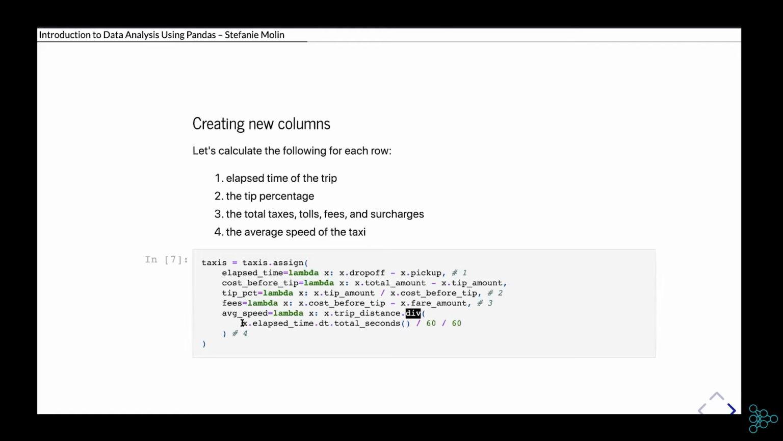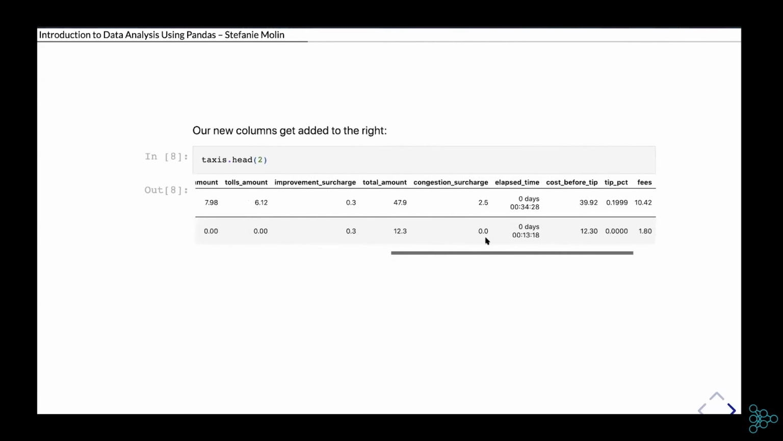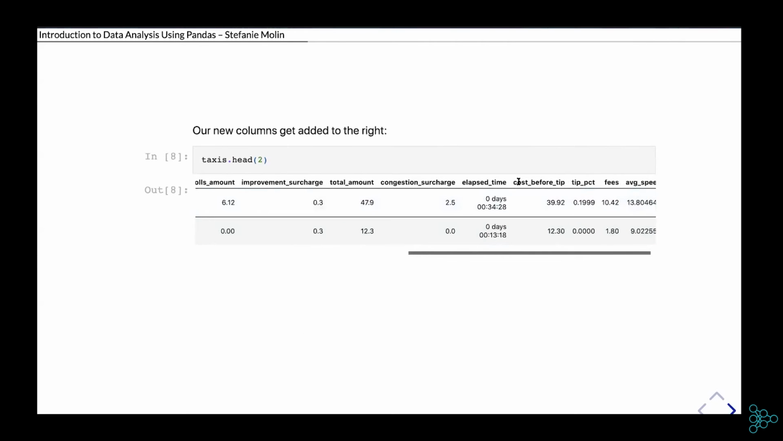So here we're just dividing by the elapsed time, which we have to grab from up here, which is also why we need the lambda. Then we access dt to access the date time functionality. We get that time difference in total seconds, and then we're converting it to hours. This gives us miles per hour. So if we take a look at our data frame now, notice that we now have these new columns added to the right. So we have elapsed time, cost before tip, tip percentage, fees, and average speed.